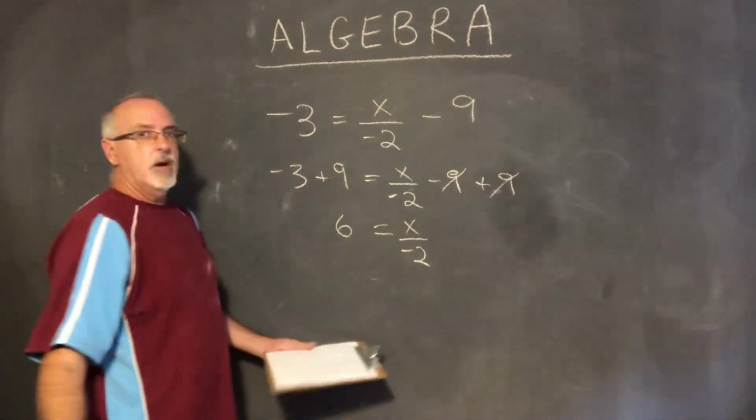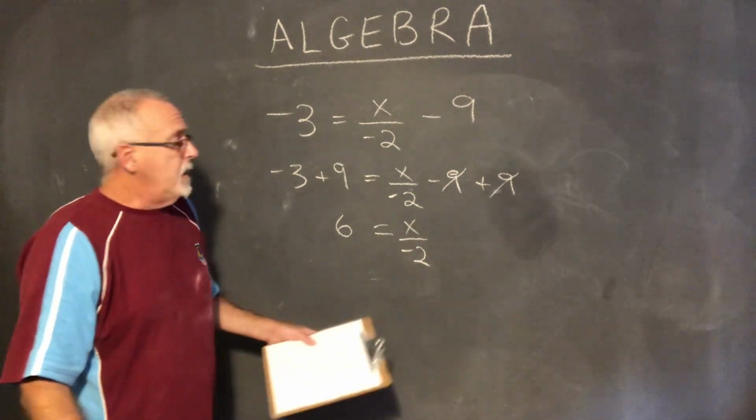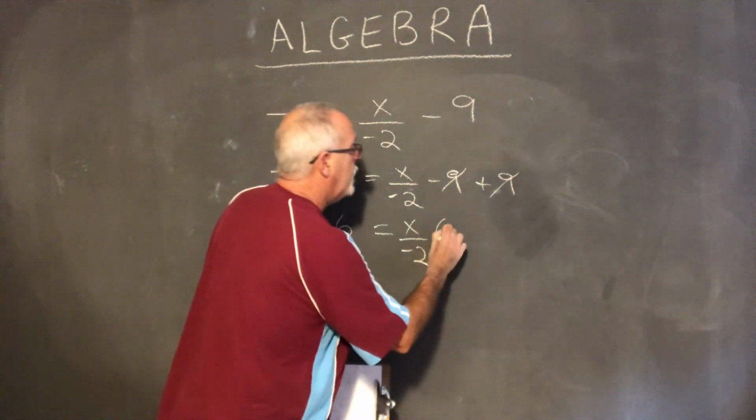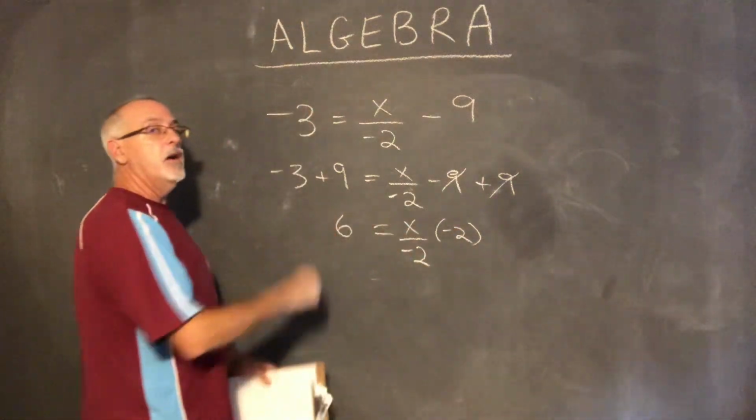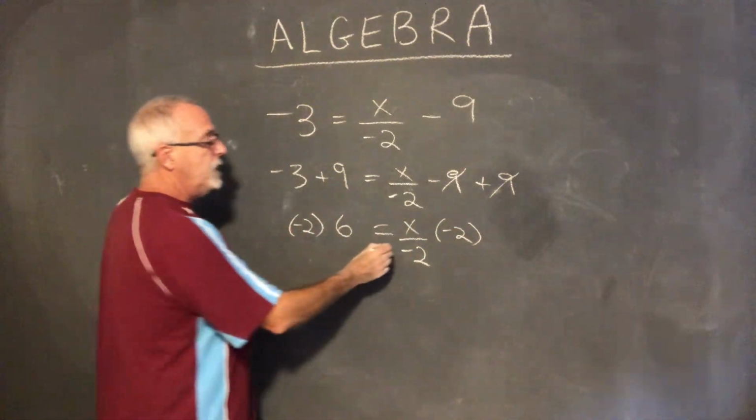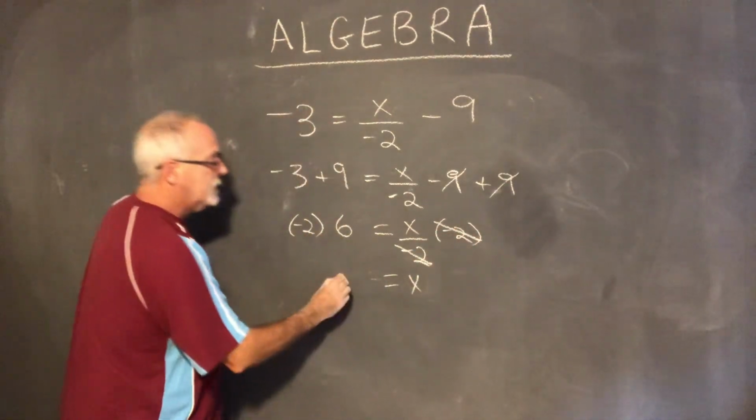And my x is being divided by a negative 2. So it's being divided by a negative number. Is that a problem? No. I'm going to get rid of that by multiplying, doing the opposite. I'm going to multiply by negative 2. I'm multiplying by, not just by 2, by negative 2. So I'm multiplying both sides by negative 2. The negative 2's cancel. Negative 2 times 6 is negative 12.